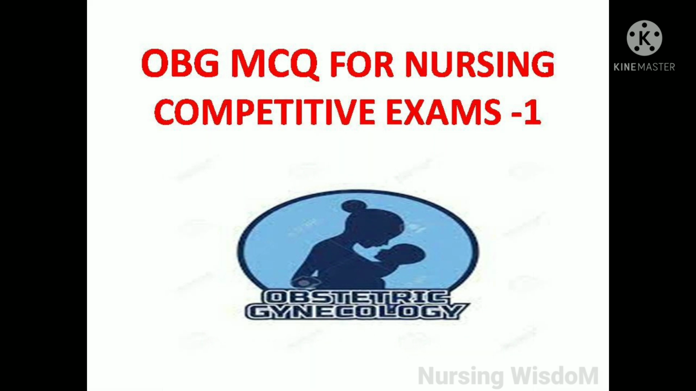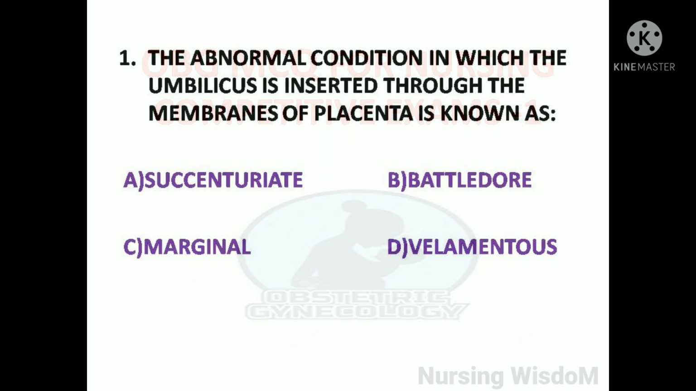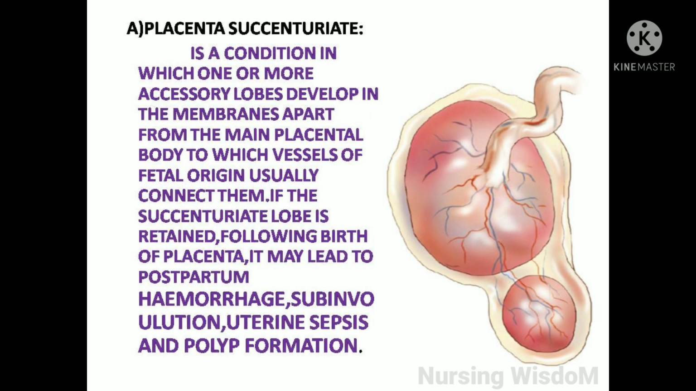Today we are going to discuss OBG MCQ. This will be very helpful for nursing competitive exams. First question: the abnormal condition in which the umbilicus is inserted through the membranes of placenta is known as option A, succenturiate, option B, battledore, option C, marginal, option D, velamentous. Here we will see the explanation one by one.